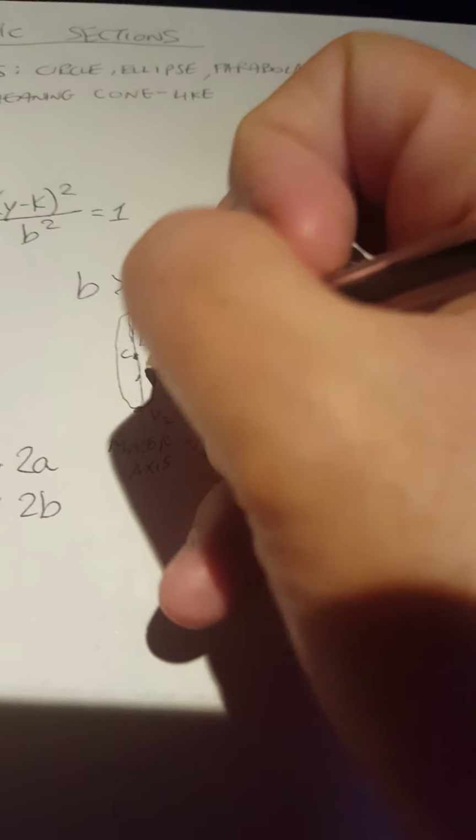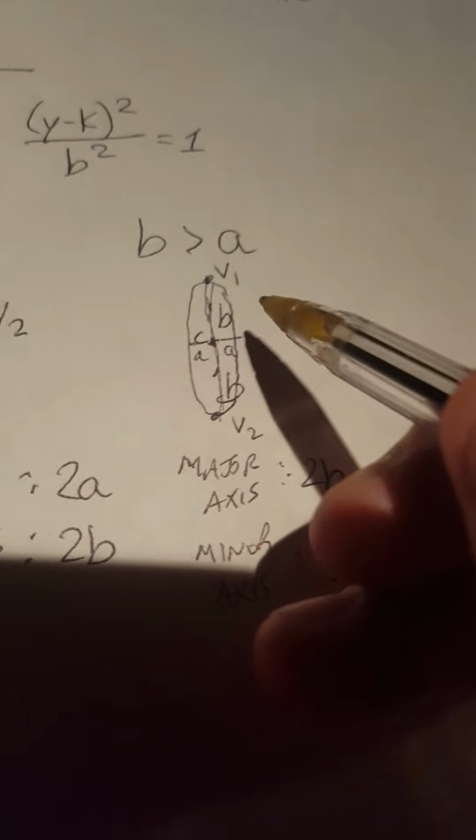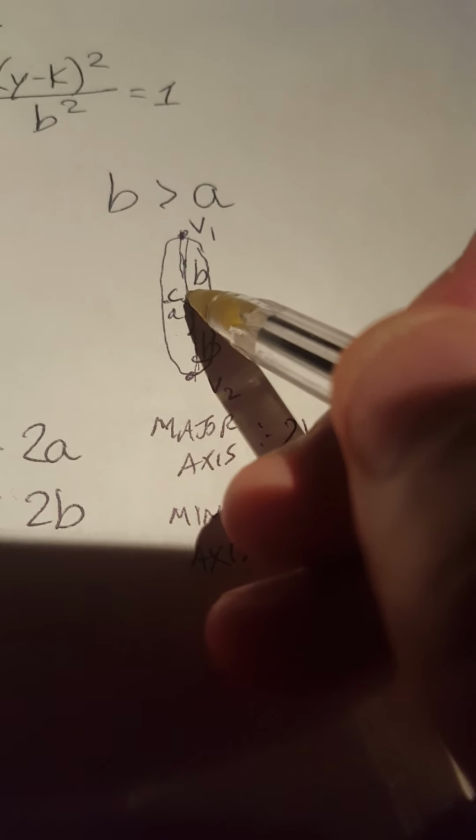If this were taller like this, the same deal, where this is, in this case, B and B, because in this scenario B is bigger than A. Your major axis is 2B. Your minor axis, in this case, is 2A, because you're going A this way and A that way, so that would be 2A.